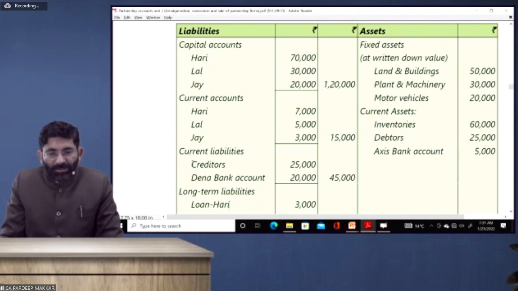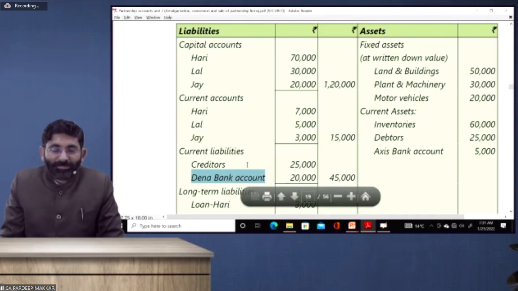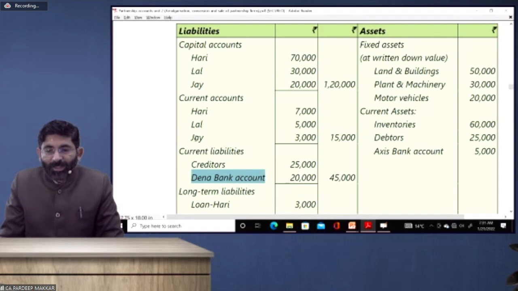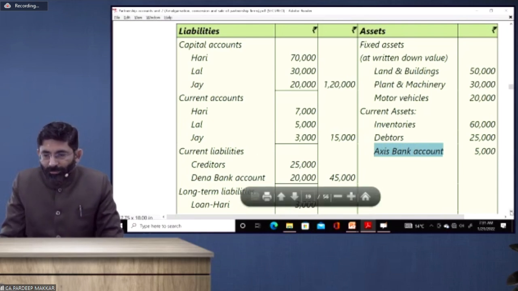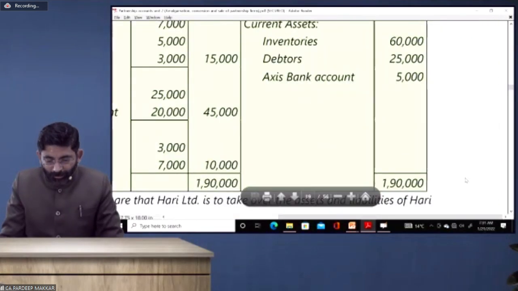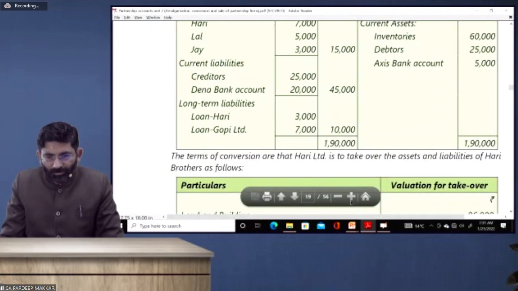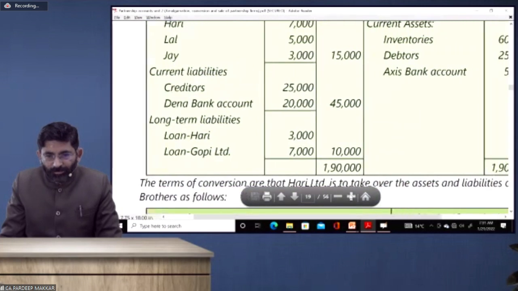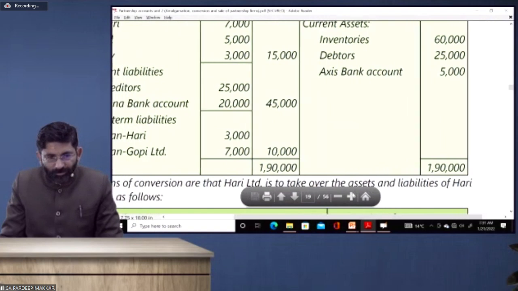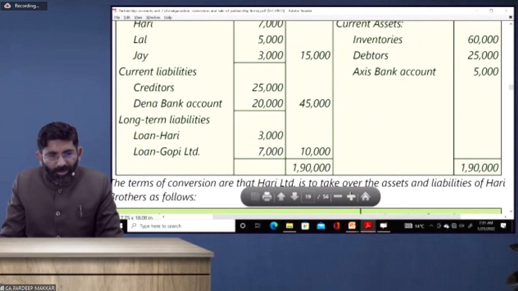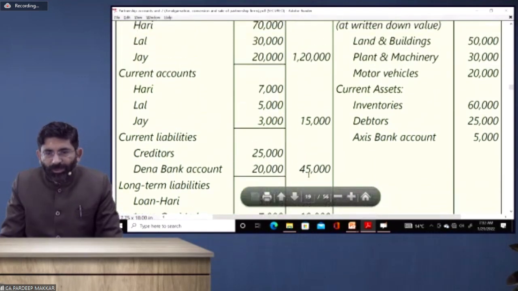Another good thing is there is a Dena Bank account. This is a practical touch given in this question. Some bank names are given to you: Axis Bank, Dena Bank. So this is a good thing for you because you can understand that you have a practical touch. We should do the practical in a proper way also. Then long-term liabilities are given to you. So these are the items given to you.